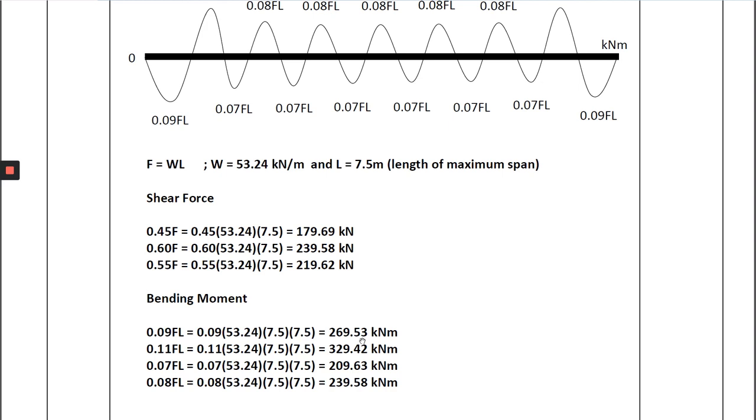Then the bending moment here is 0.09 FL. F is actually WL, and then times another L. You have to remember that the L you use is the L of the span, which is the length of each span, not for the whole span. 7.5 times the whole span is wrong. Each span is a single span. So you have to remember that.